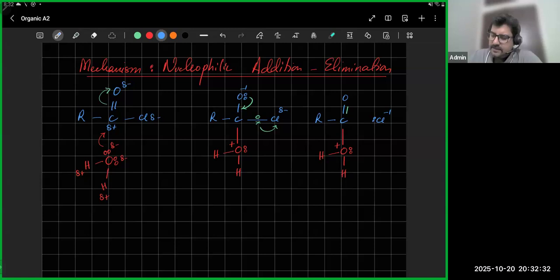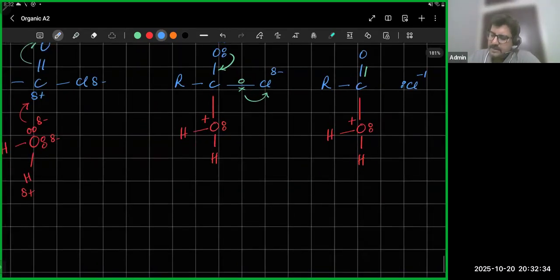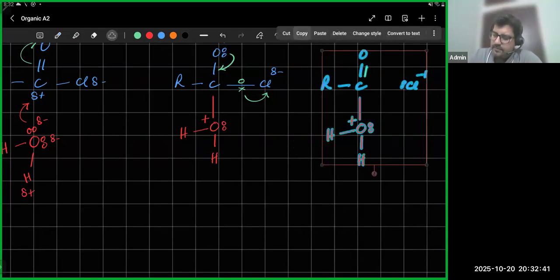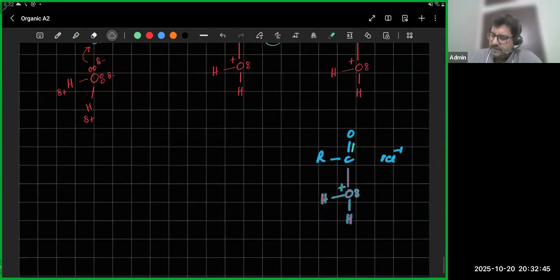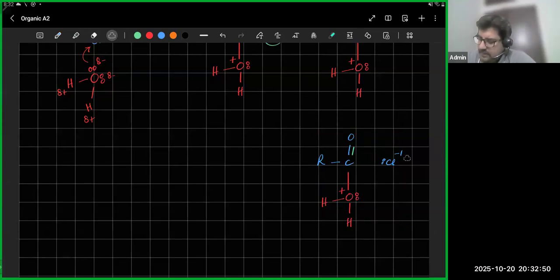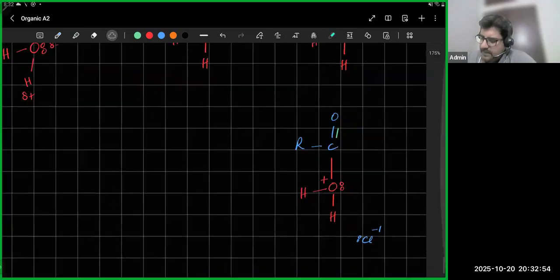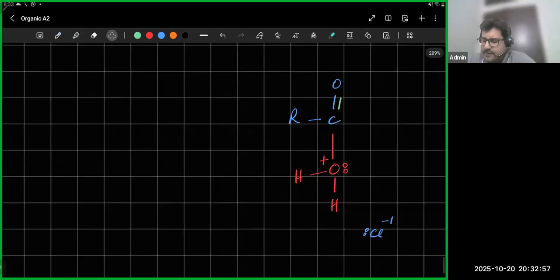As a final stage, this Cl over here is going to come back. So the final step is this one. If this Cl comes back, the oxygen already had a partial positive charge. Put the lone pairs here.